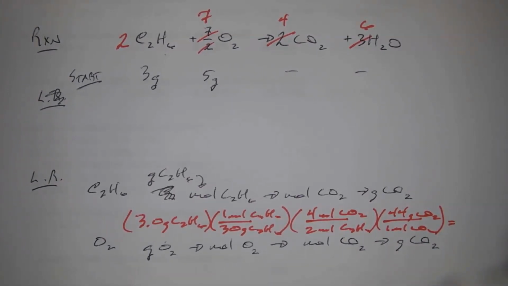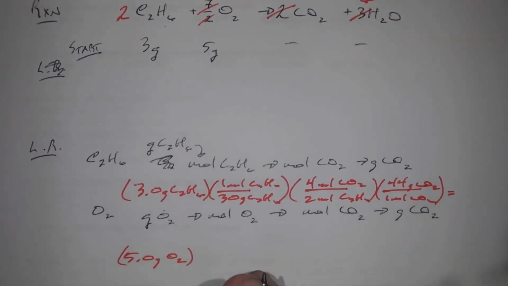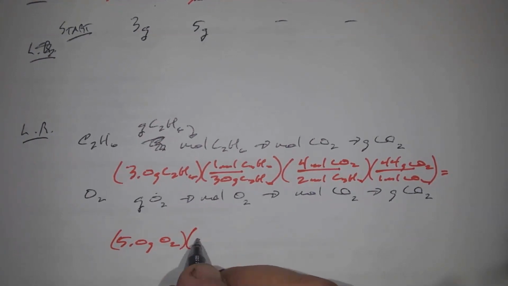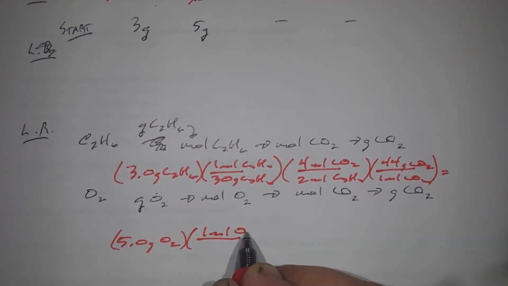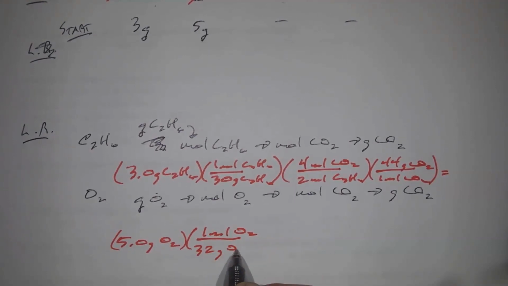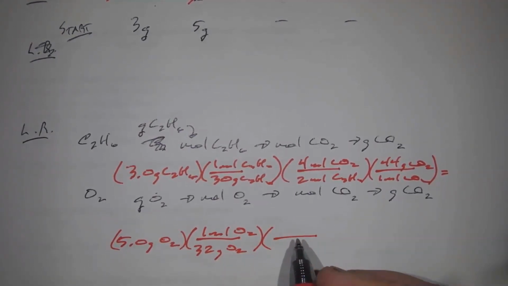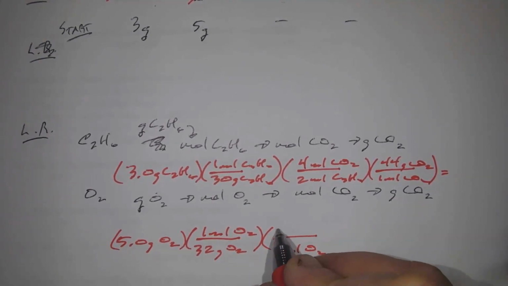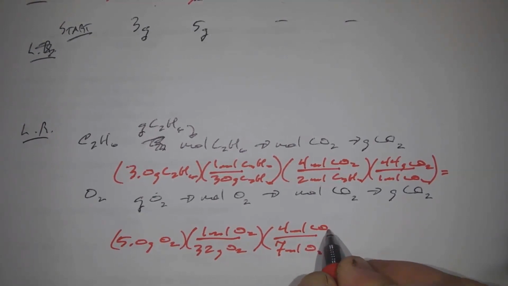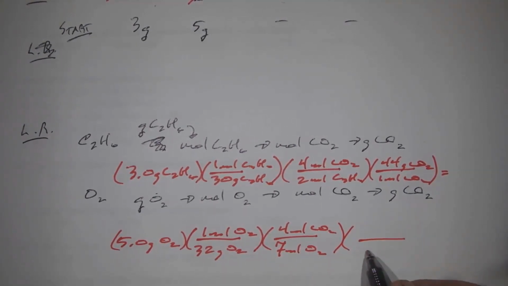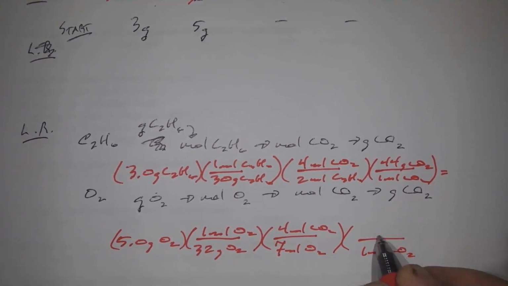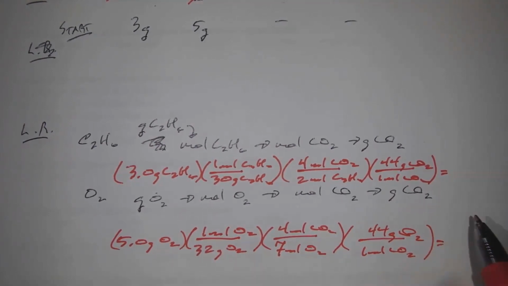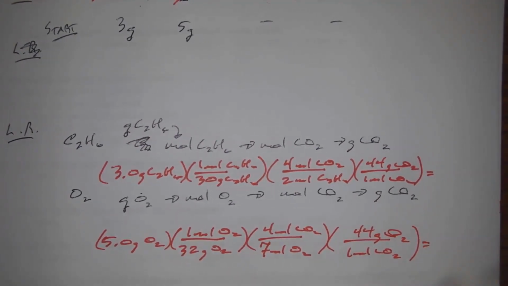Doing the same thing for oxygen, I got 5 grams of oxygen. Oops, ran out of space there. 5 grams of oxygen. 1 mole of oxygen is 32 grams of oxygen. From the balanced reaction, 7 moles of oxygen gives me 4 moles of CO2. And 1 mole of CO2 is still 44 grams. Alright, canceling units, which we should always do, but I won't do it because I'm writing kind of clunky here.